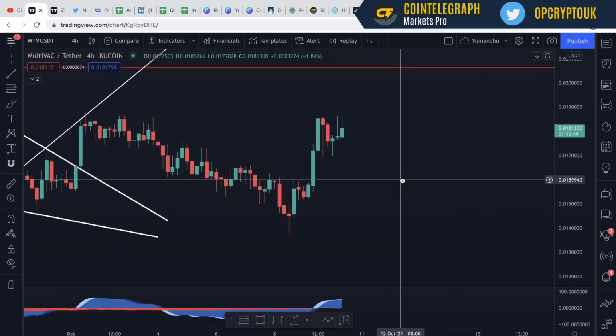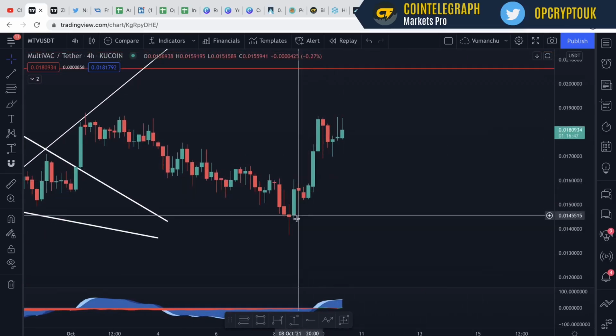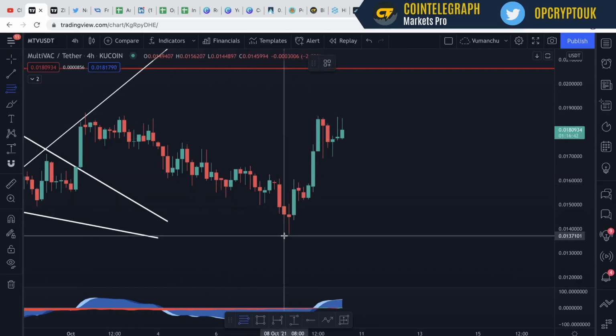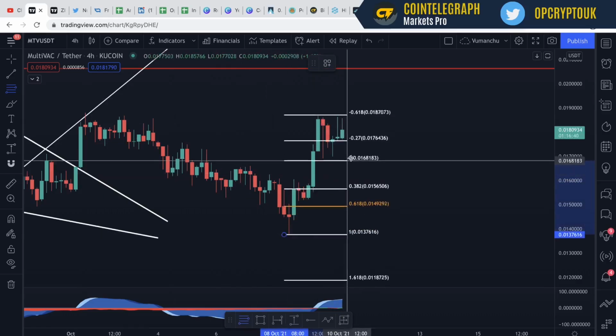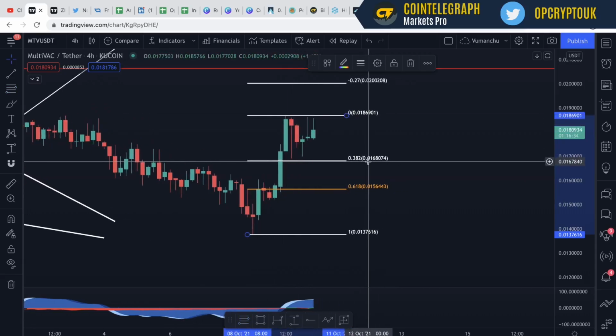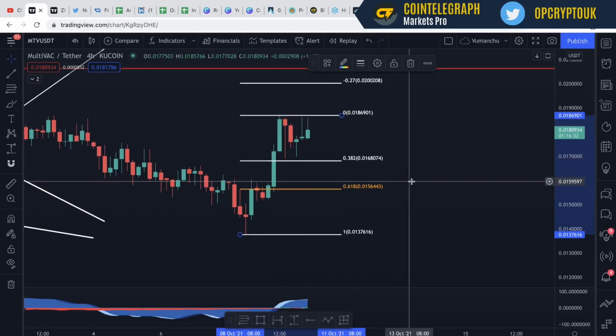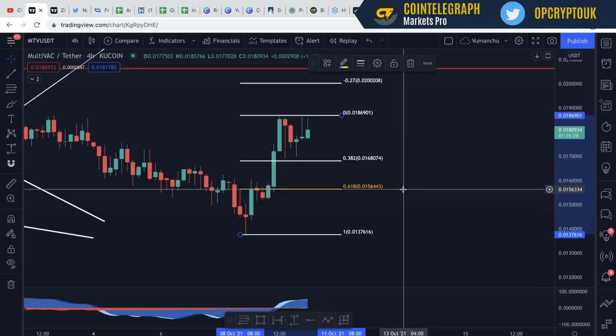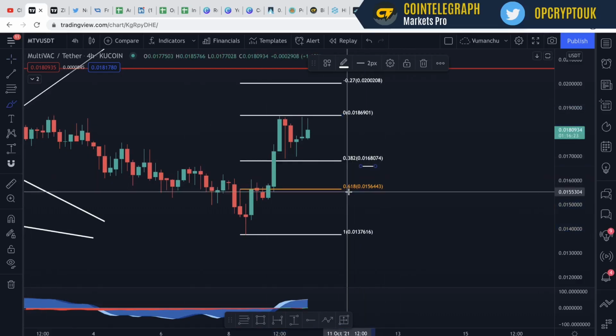So if we do drop from this level here, whether that's led by a Bitcoin drop, if it did happen, or just general price action on Multivac, then we'll have a look at some levels below. So currently, look at that, we've rejected off at 1.86 cent quite a few times. So if you're looking for some buys, what I would do is ladder a few in from 0.0168 all the way down to this golden ratio here at 0.0156. So that's your buy zones there and there.